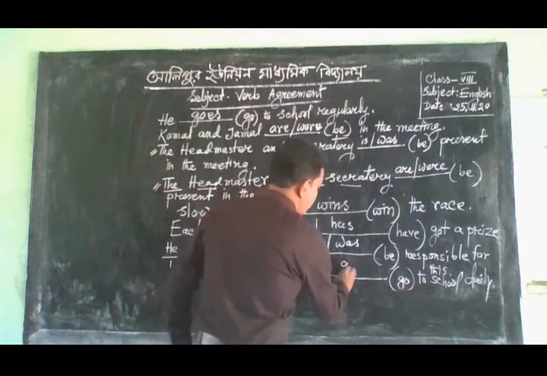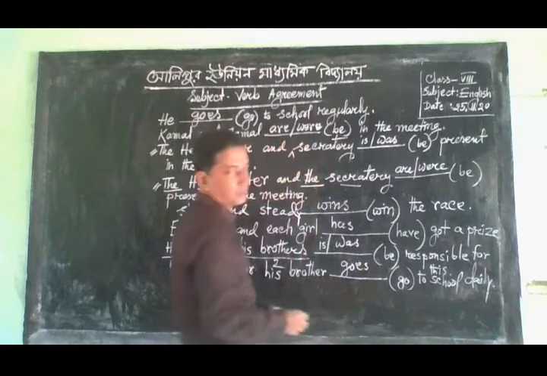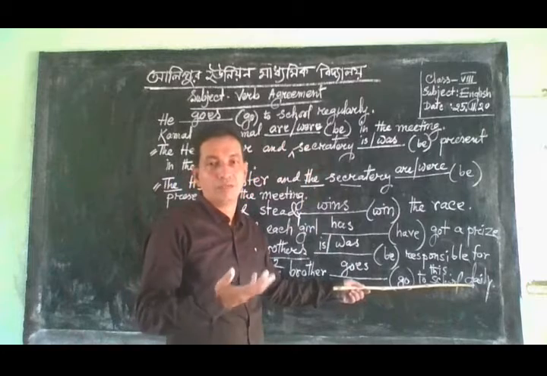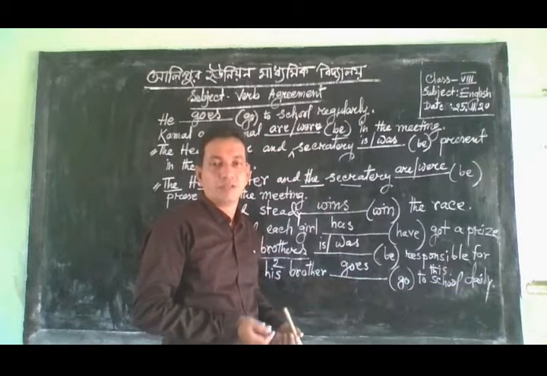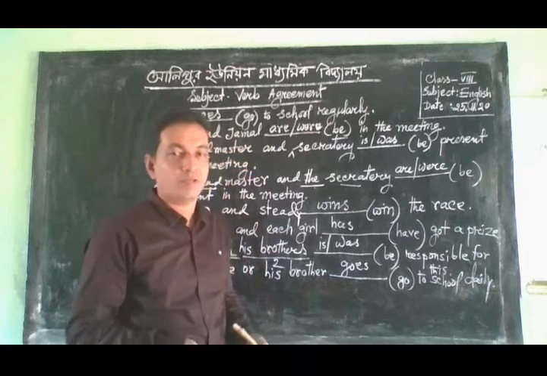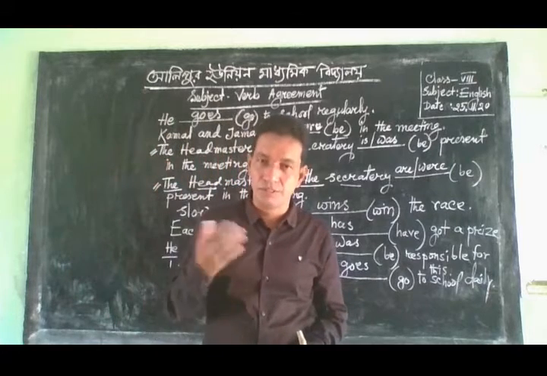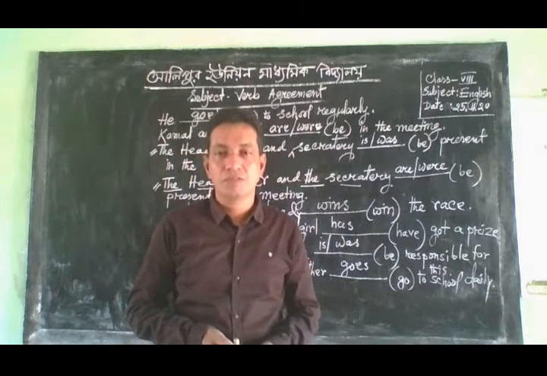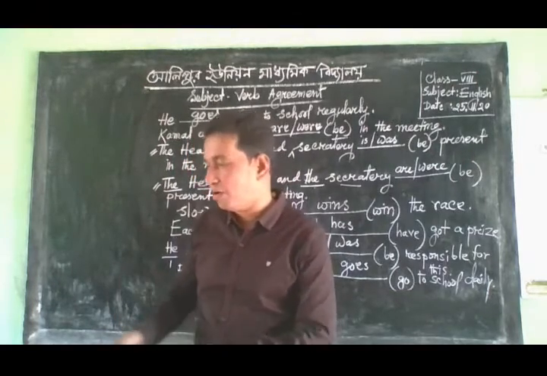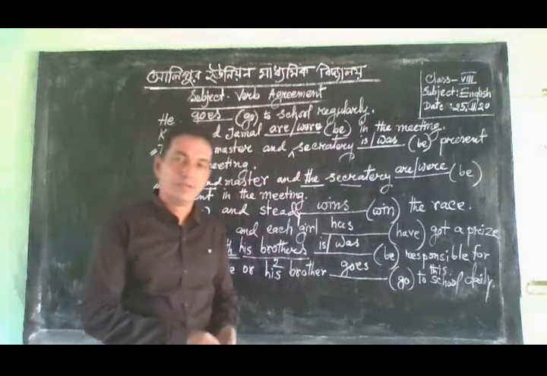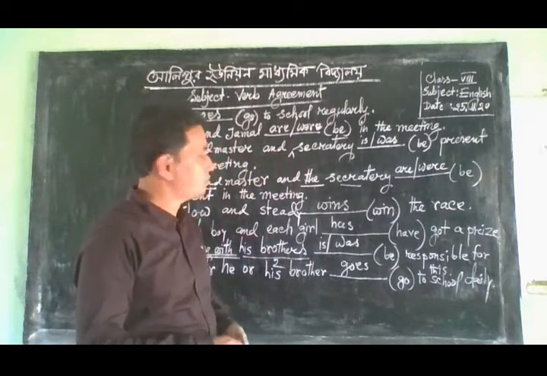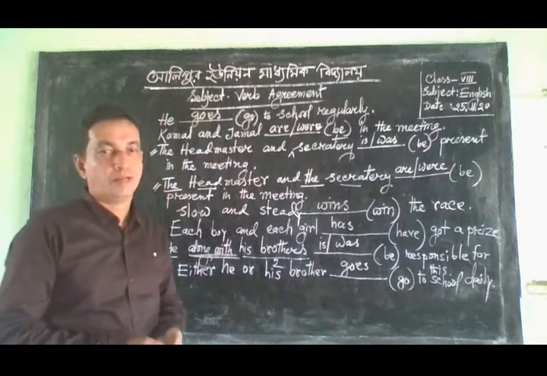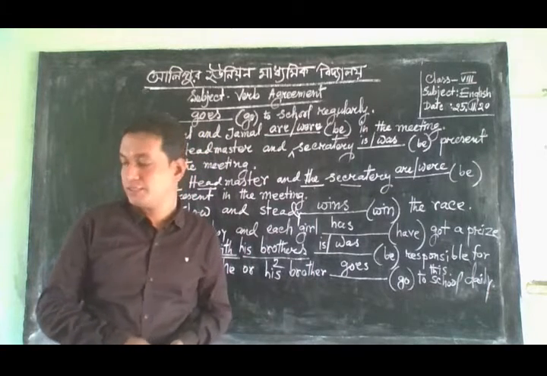goes, because this is an example of present indefinite tense, because in this sentence there is a word daily, and daily is an indication of present indefinite tense. There are so many indications in present indefinite tense. These are daily, everyday, generally, occasionally, sometimes. Okay, dear students, there are so many items here, and next I will go to another example of subject verb agreement.